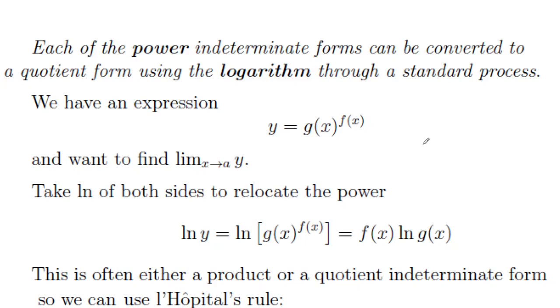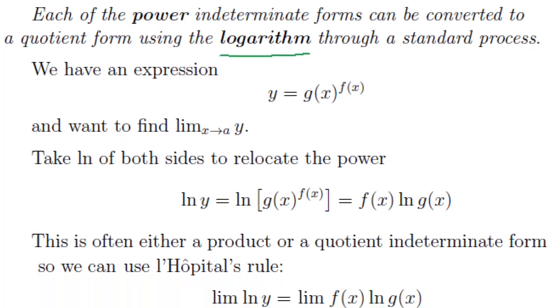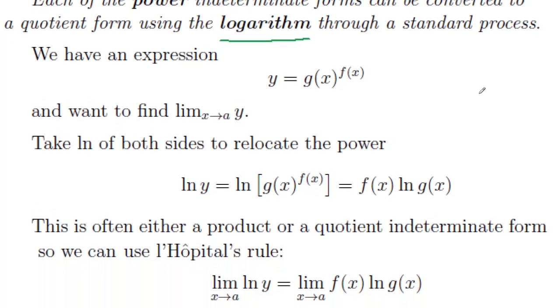To convert power indeterminate forms to quotient ones for application of L'Hopital's rule, we use the logarithms. And the process for that is very standard. And this standard process applies to all three power indeterminate forms. We start with the function g of x raised to the power another function f of x, and we want to take the limit of that, let's call it y, as x goes to a.